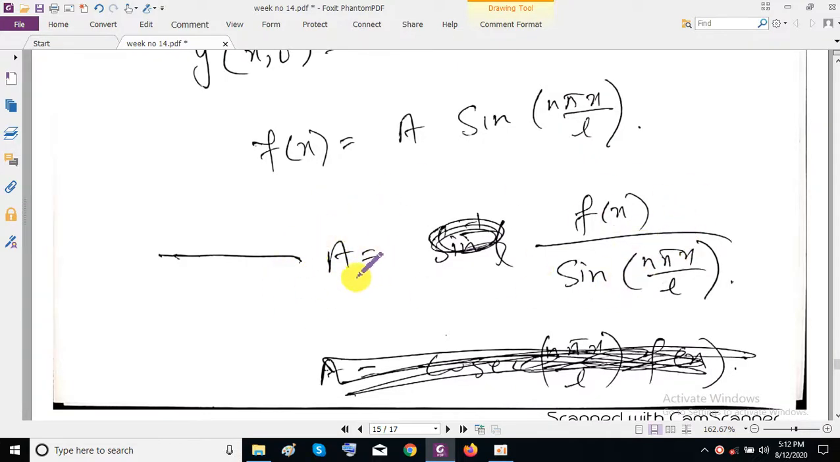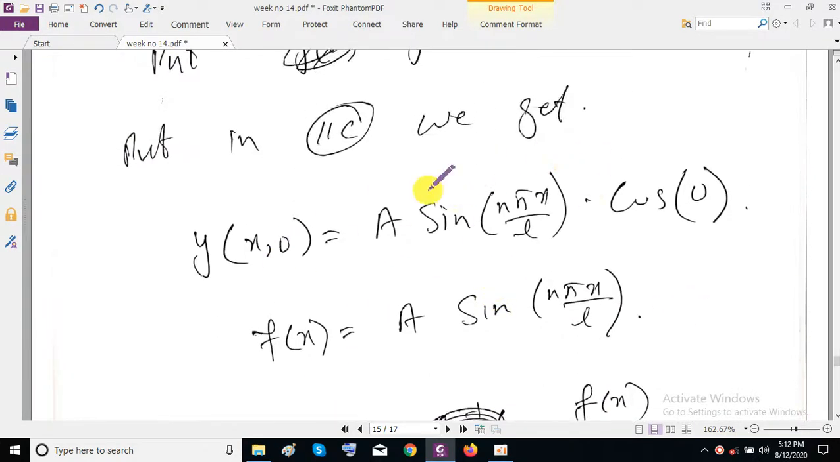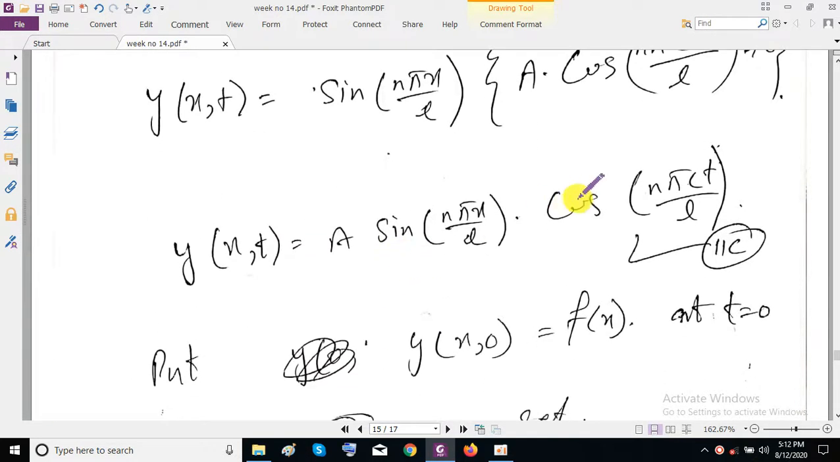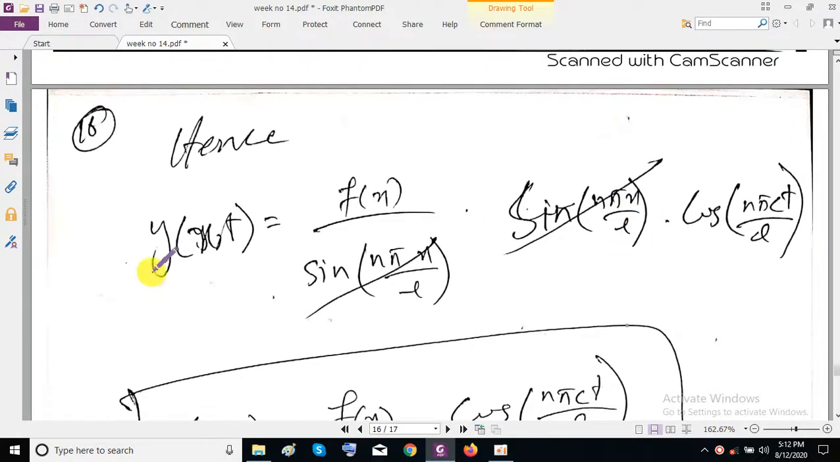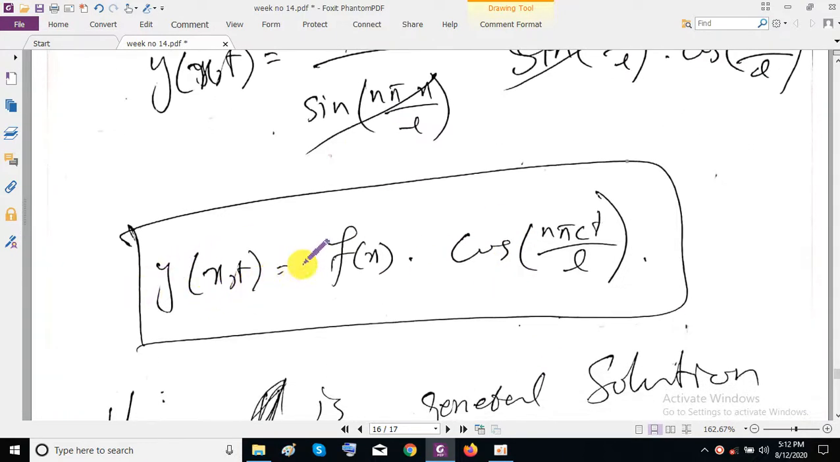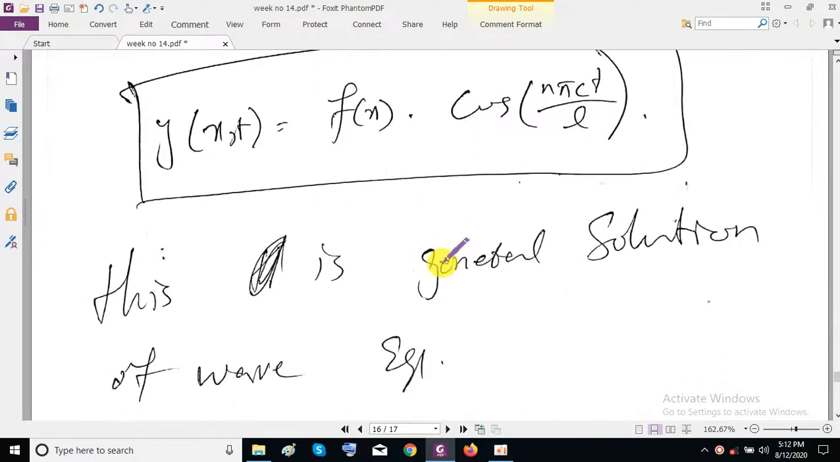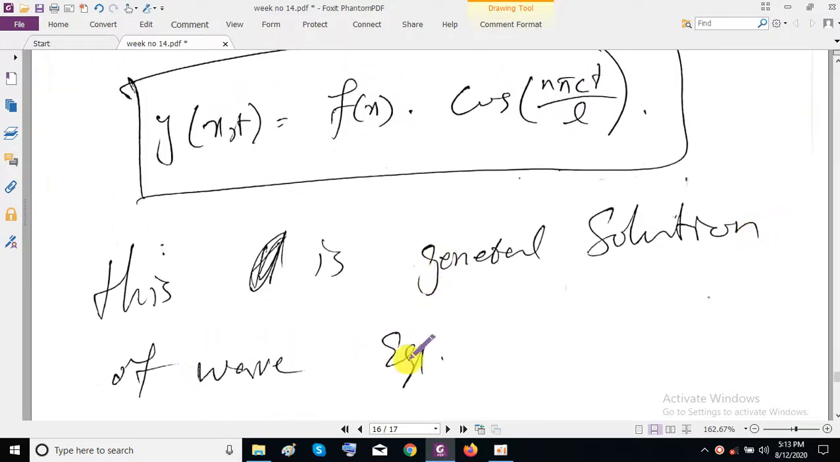Now put the value of a in here, in equation number 11c. So equation 11c will become like this: y(x,t) is equal to f(x), और ये पूरा a की value पुट कर ली, ये as it is और ये as it is, ये दोनों आपस में cancel हो जाएंगे and we get y(x,t) is equal to f(x) cos(n pi c t / l). Now this is the general solution of a wave equation.